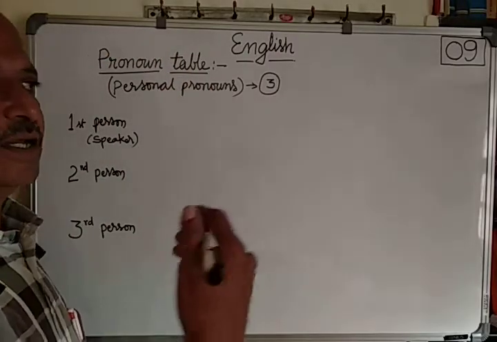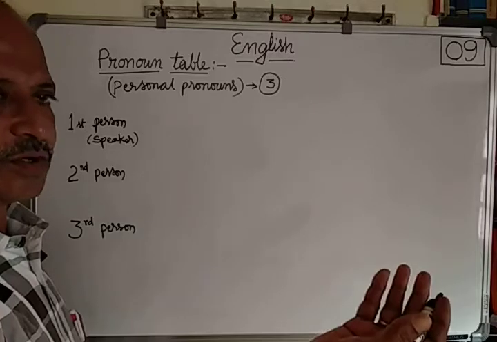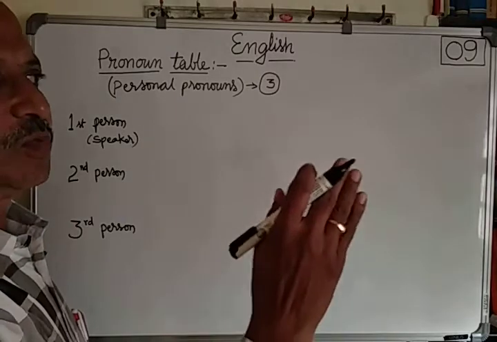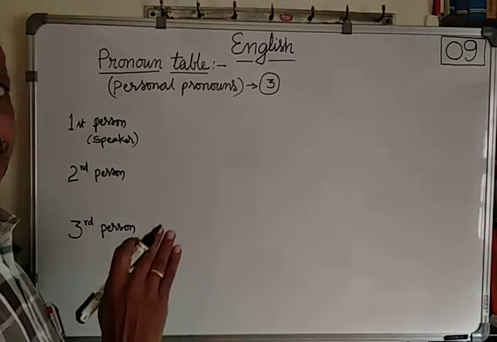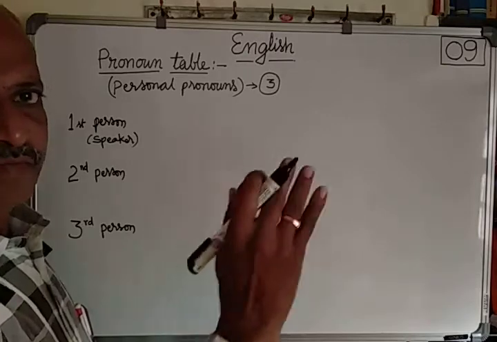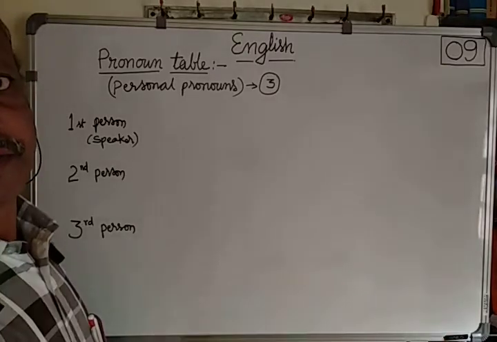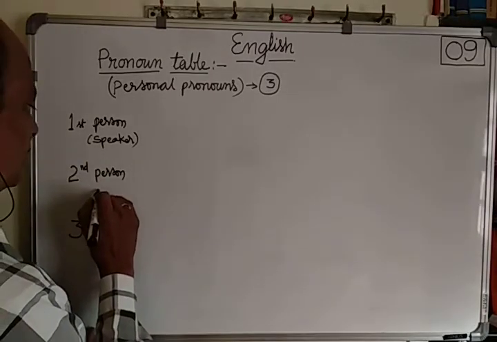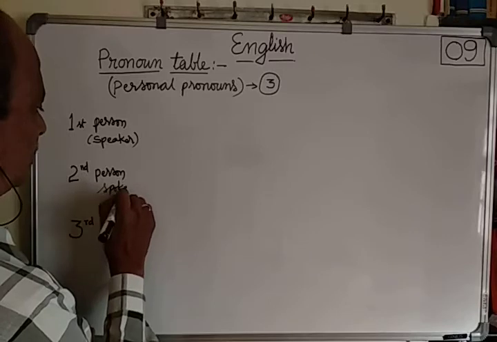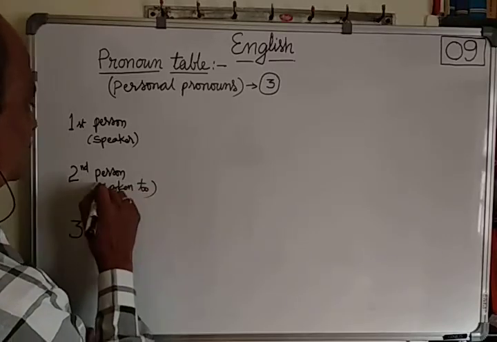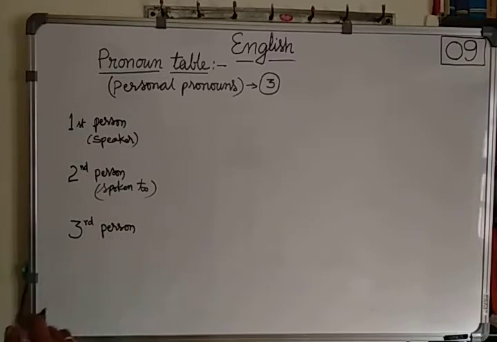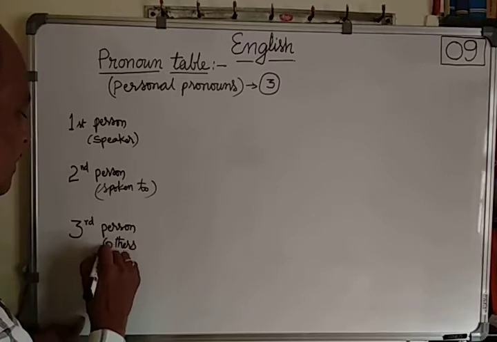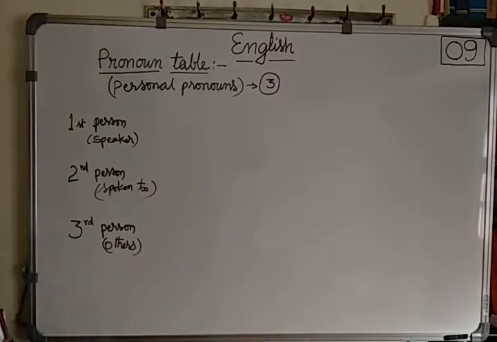The speaker is the first person, the listener is the second person, the listener or the person spoken to. Apart from these two, others are third person. First person is the speaker, second person is the listener or spoken to. Third person means others, other than these two.